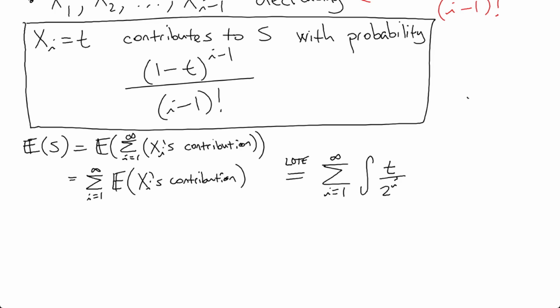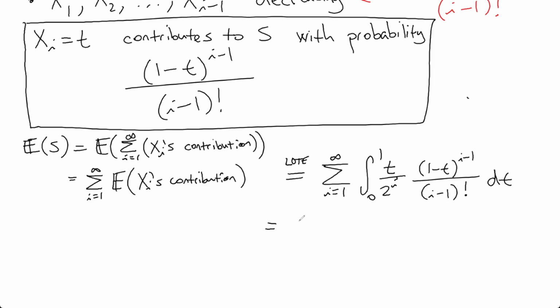Now, when it contributes this amount, it only happens some of the time. By the law of total expectation, we're going to multiply this by the probability that x sub i contributes that amount. And it's this quantity here. t ranges from 0 to 1. Those are the possible values for x sub i. And so this is our answer. We just have to solve it.